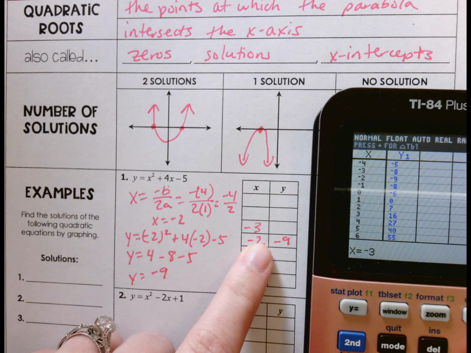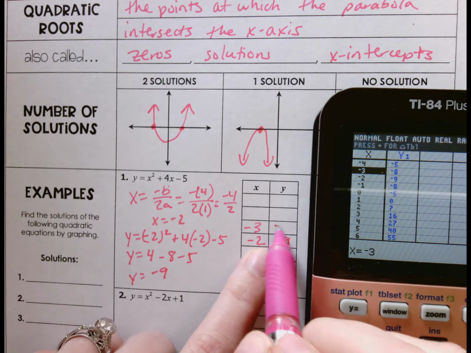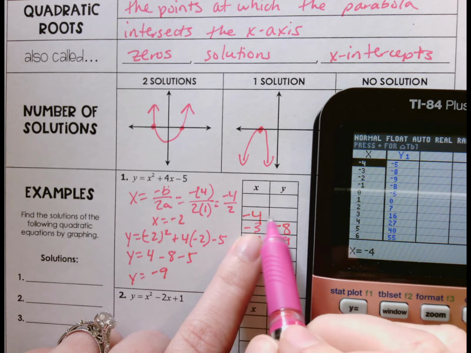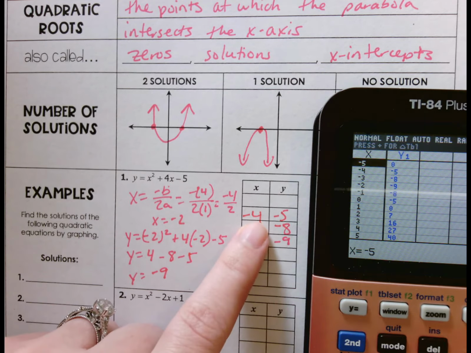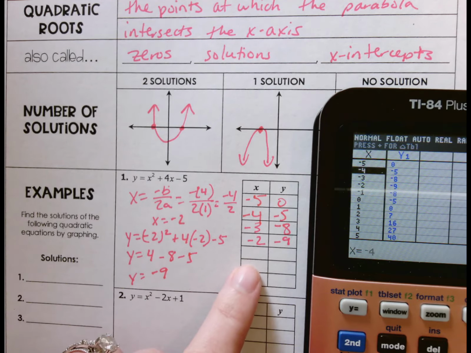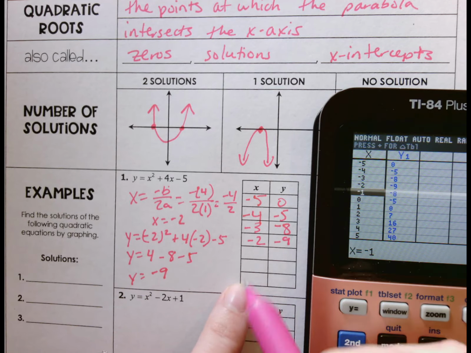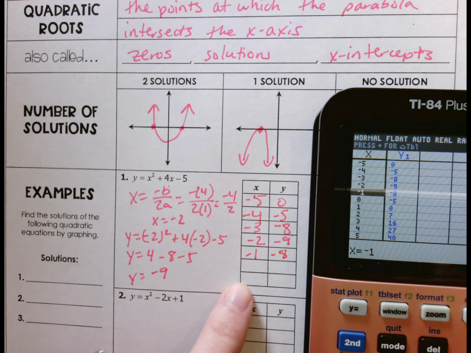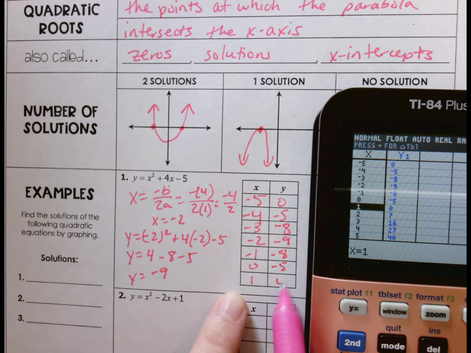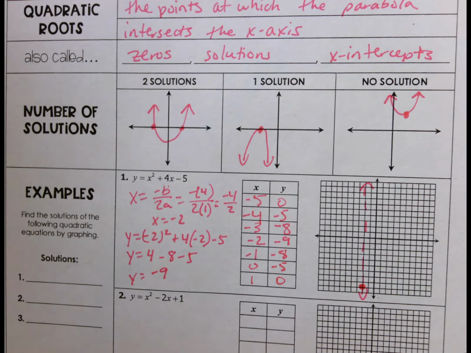So I'm going to go up and do negative 3, negative 8. I'm going to go up one more and do negative 4, negative 5. And then I'm going to go up one more to negative 5, 0. Then I'm going to go down, and I have negative 1, negative 8, 0, negative 5, and 1, 0 are my values here. So that's what I'm going to graph.